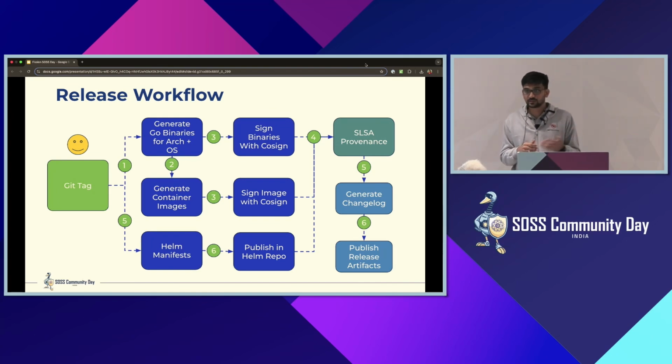Then we generate the changelog and publish the release artifacts. All this process gives our users confidence that they can download a cosign signature for that particular binary and verify that this binary was built in the right way. From the provenance they can verify that this container image and binary were built in the right manner, and they can also see all the source code that we have in GitHub and how these things are being built.